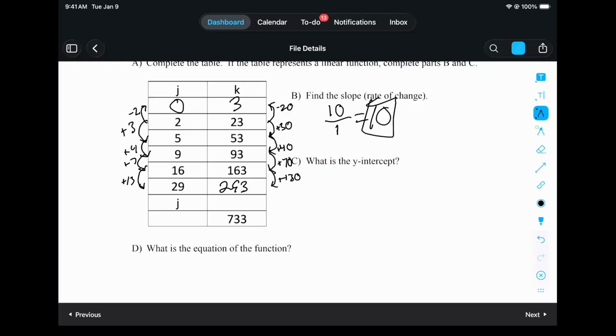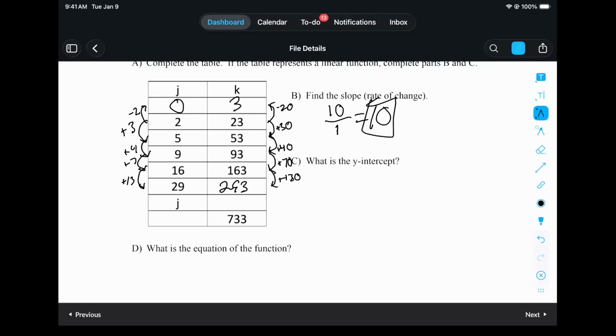But that's just like what happens with the change. In general, it seems that whatever number j is, k is 10 times that number plus this guy. Right? Because look at this.